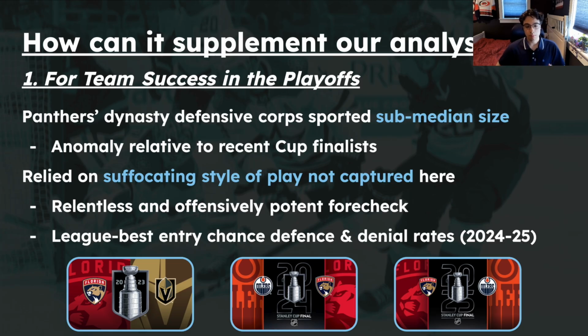But if you look at the Panthers and you watch them play, you can see that they sport a very suffocating style of hockey that doesn't really get captured when you look exclusively at size, right? Their offense is relentless on the forecheck. It's the most important part of their game, and they can create a ton of chances offensively off of it. And their D-core actually had a league best entry chance defense and entry denial rate in our data for 2024-25.